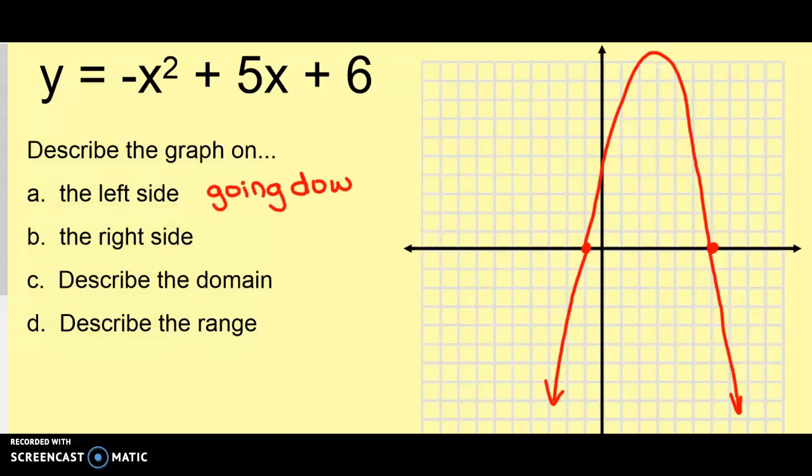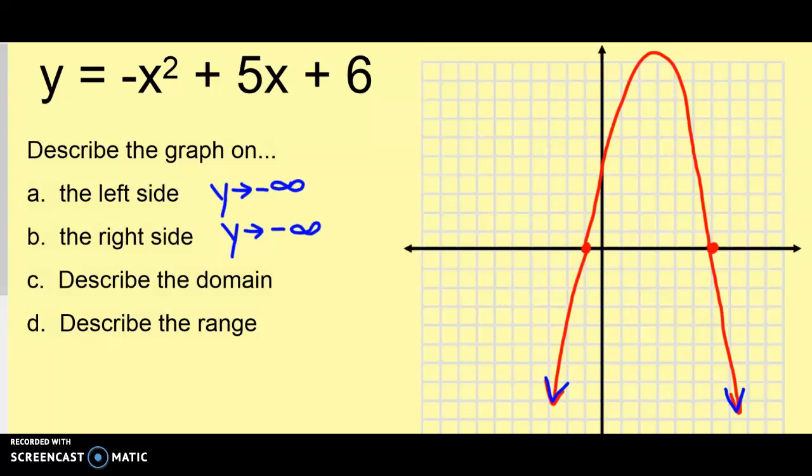So we need to write that in the proper format. What's y doing? y is approaching -infinity if it's pointing down. Now, on the right-hand side of the graph, it's also pointing down. So again, y is approaching -infinity. Let's talk about the domain.